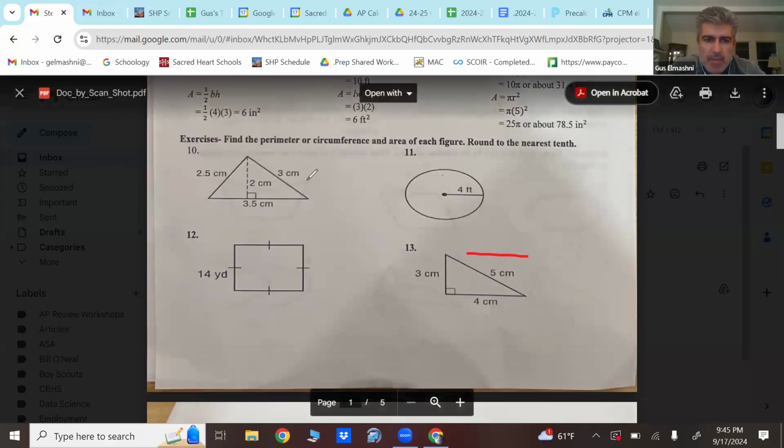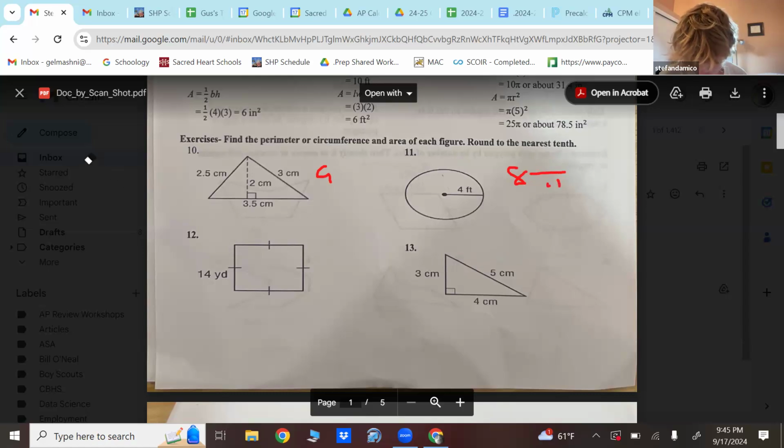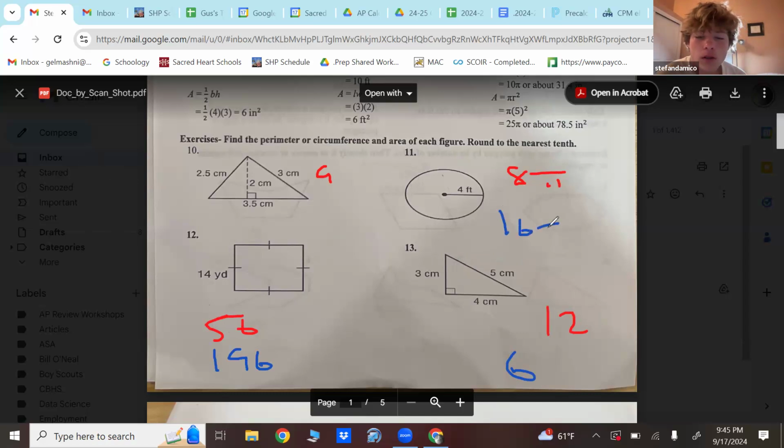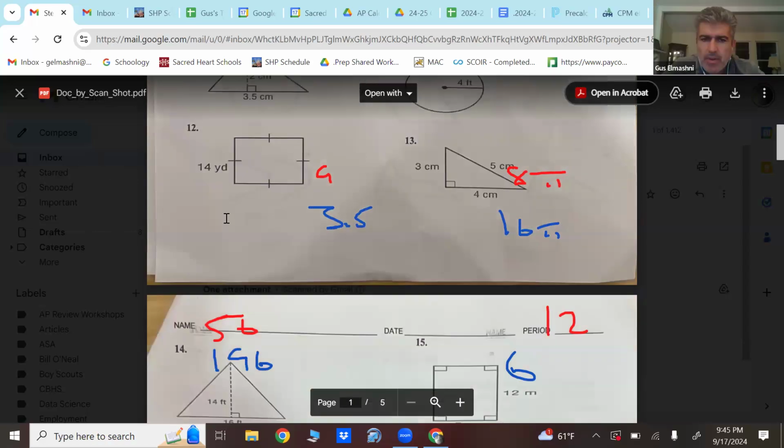Perimeter here obviously would be 9. Perimeter is like circumference, that's 8 pi. That's going to be 12. 14 times 4, that's 56. Area, I'll do in blue. That's 14 times 14, 196. That's half of 3 times 4, 6. That's a 16 pi. And that's 1/2 of 2 times 3.5, so it's 3.5. So those are pretty straightforward.